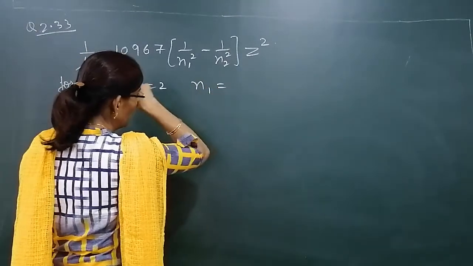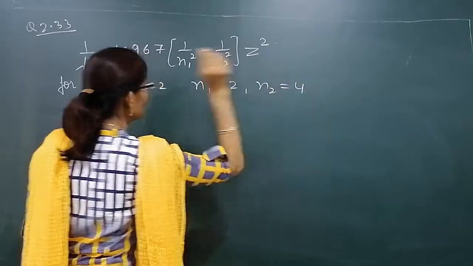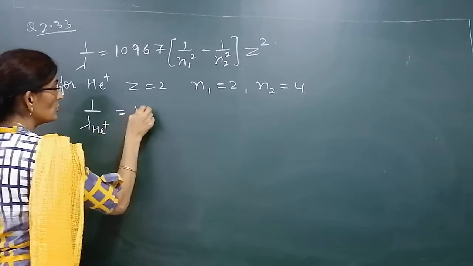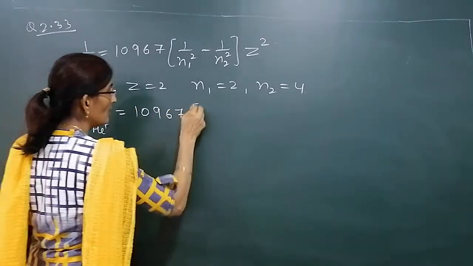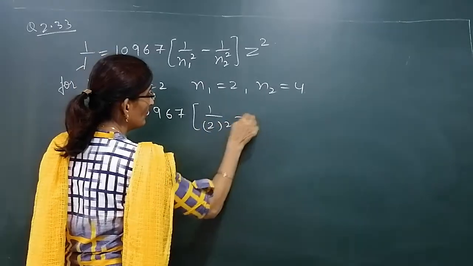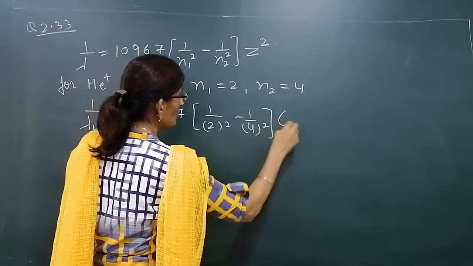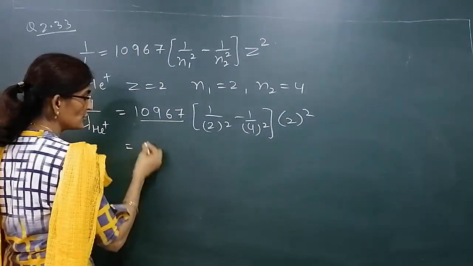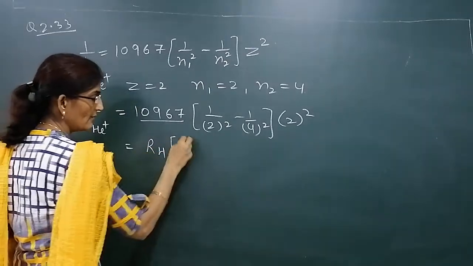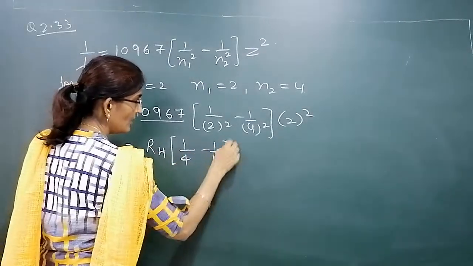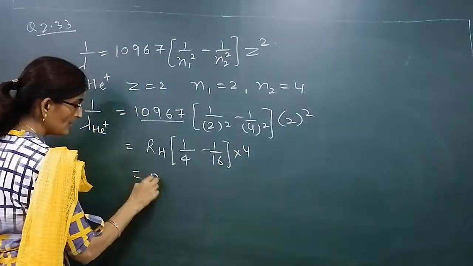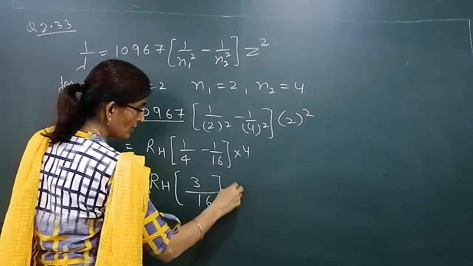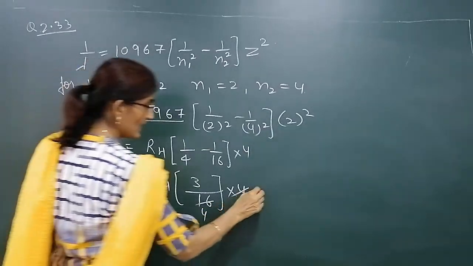N1 is 2 and N2 is 4. Put up here: 1 upon lambda for He plus is equal to 10967 times (1 upon 2 square minus 1 upon 4 square) into 2 square, because it is helium. If you solve this, you can take it as RH also, the Rydberg constant, because it will cancel while we solve it. 1 minus 1 by 4 is 3 by 4, so it is 3 by 4 RH.